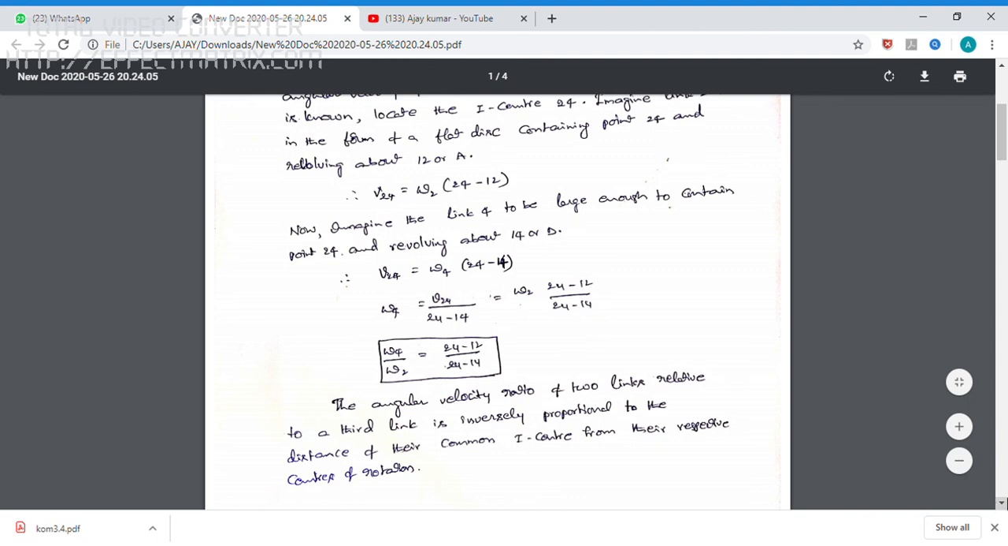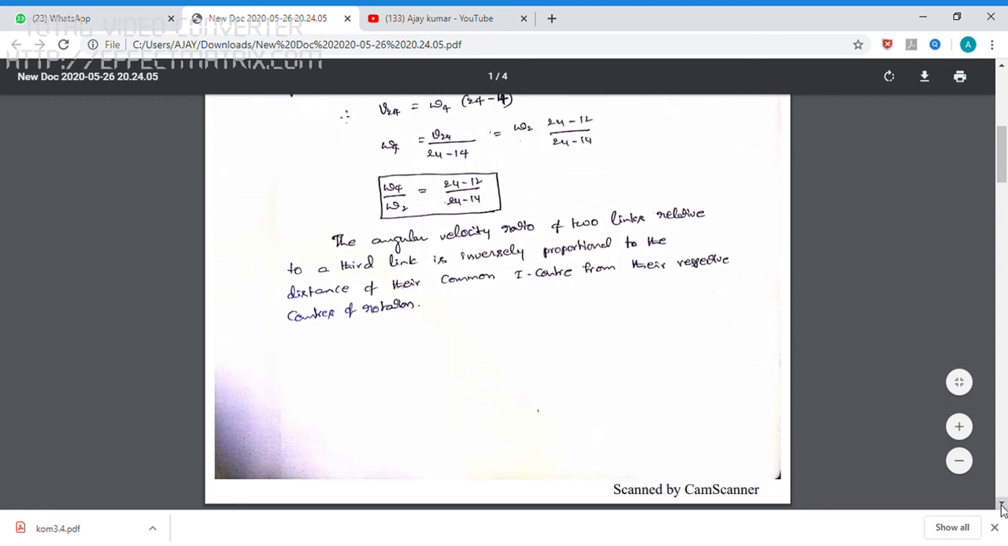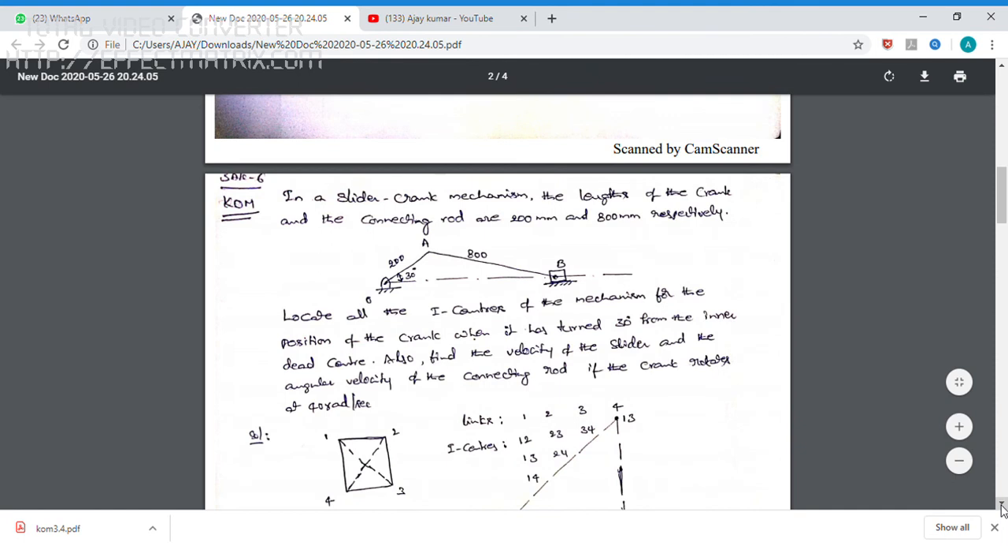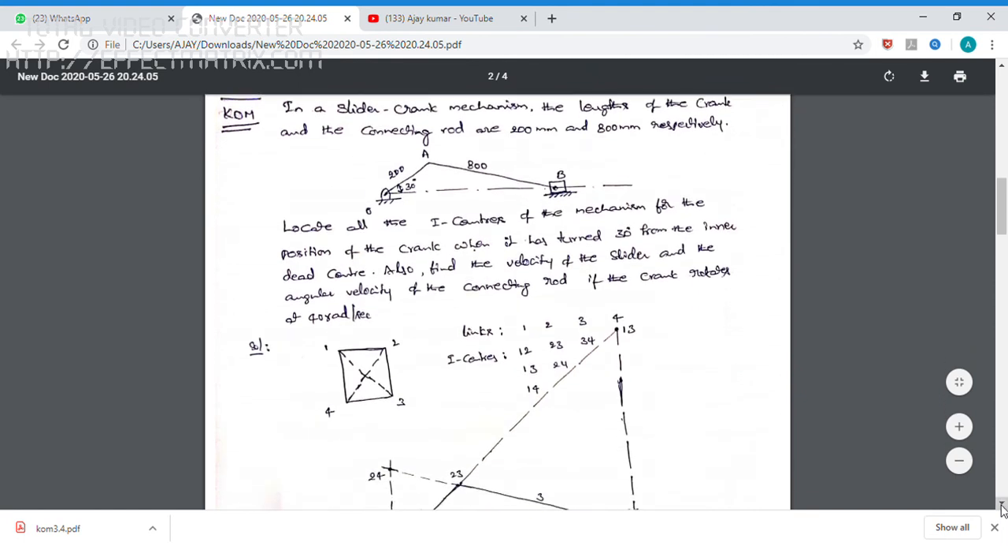Okay, my dear students, this is the theory topic regarding the instantaneous center. Now we will move to the next one. We will solve some simple problems for easy understanding of the instantaneous center method concept. I will take one small problem. Now try to observe this particular problem very carefully.